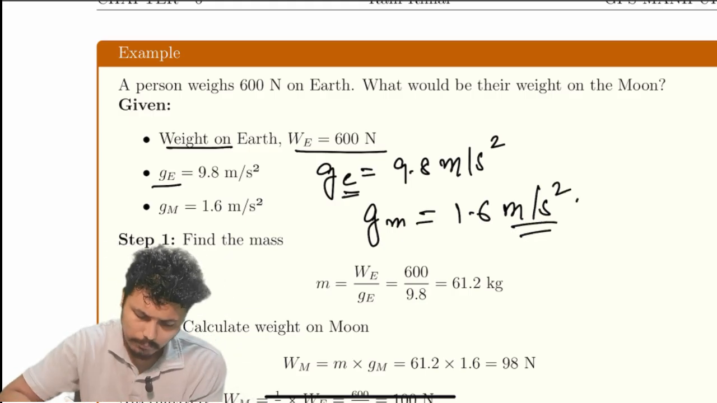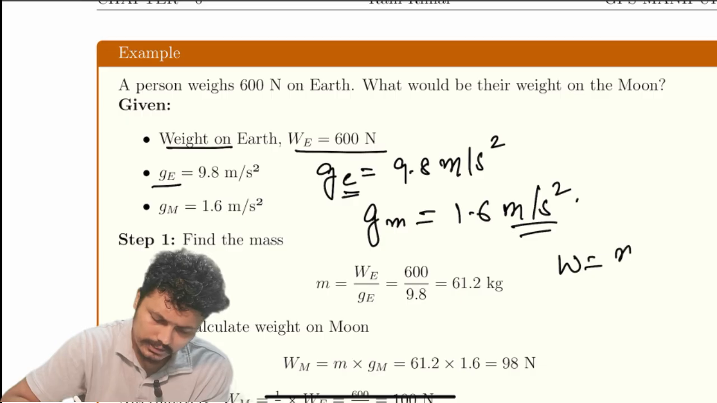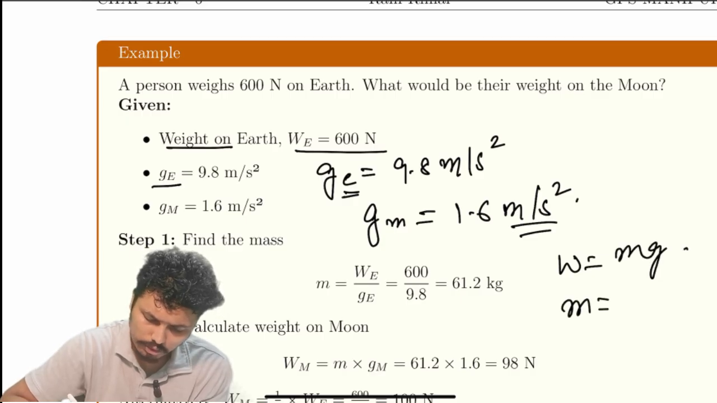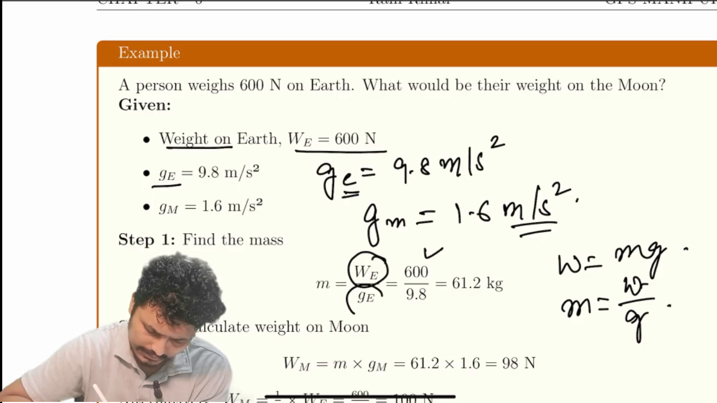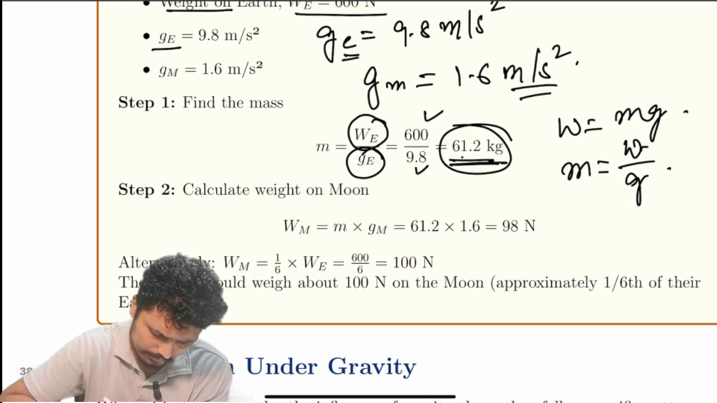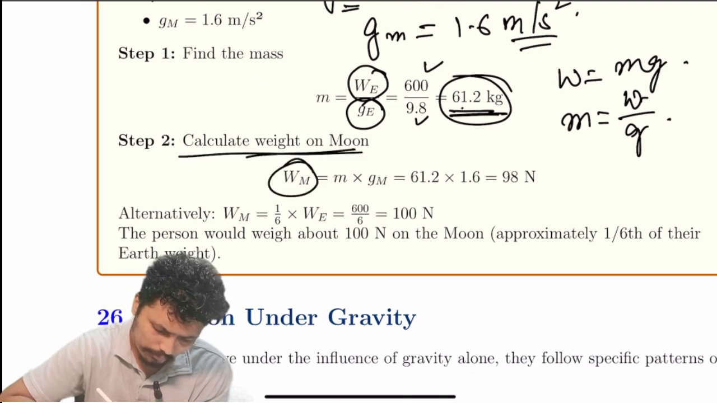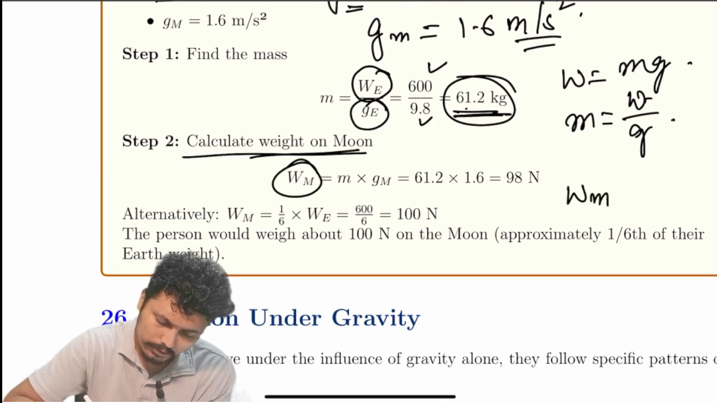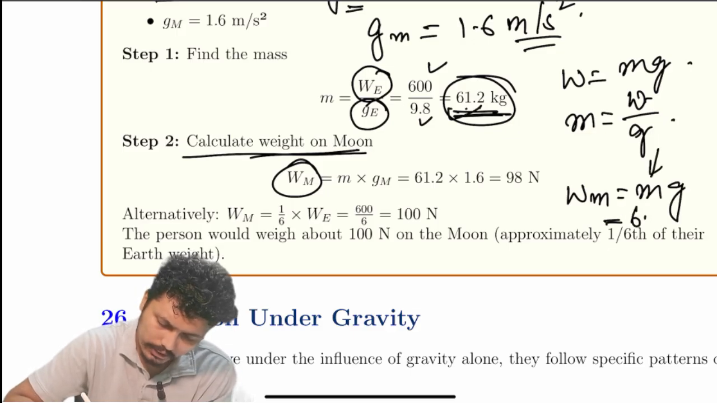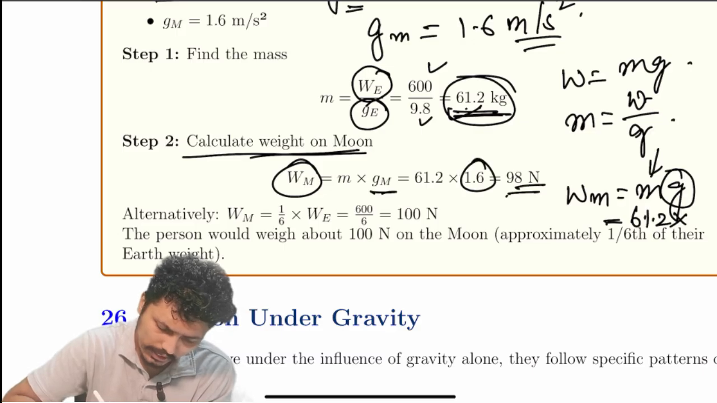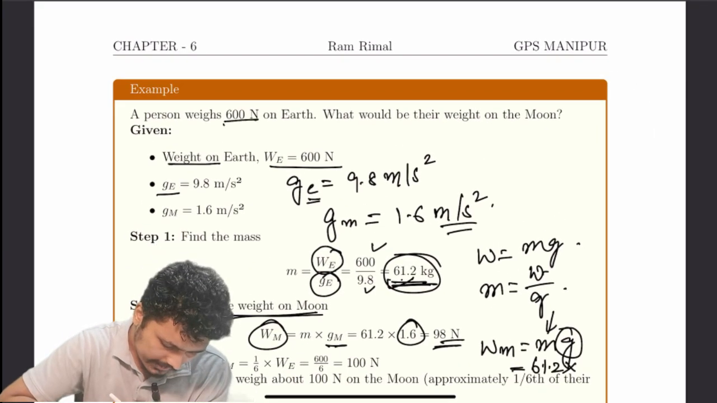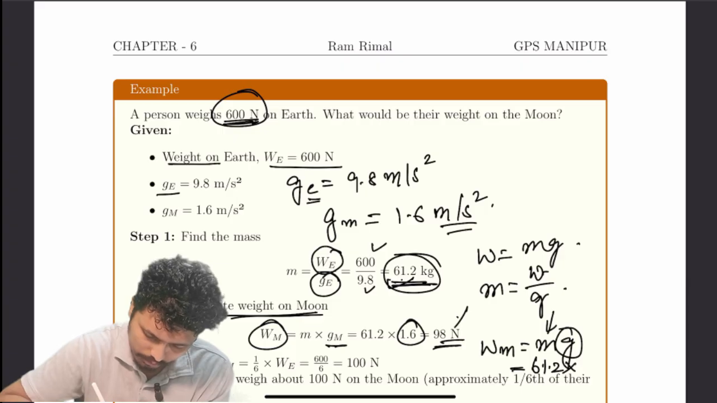Okay, so weight is equal to mass into gravitational acceleration. So mass is equal to weight divided by g. Weight is 600, g is 9.8, so if I divide, mass will be 61.2 kg. Now, weight on the Moon is mass into gravity again. Mass is the same, 61.2, into gravitational acceleration on the Moon, 1.6, so about 98 Newton. So 600 on Earth, and 98 on the Moon.